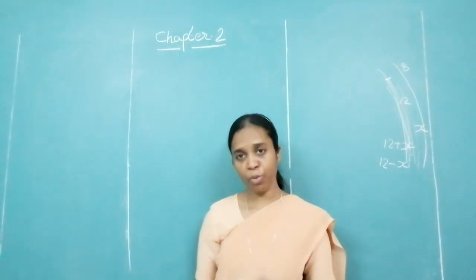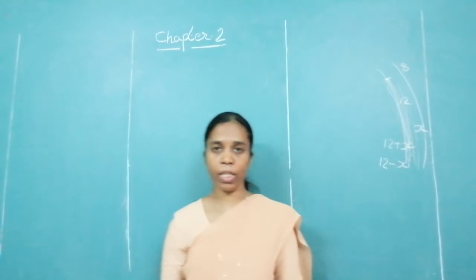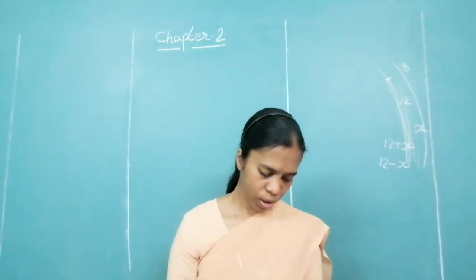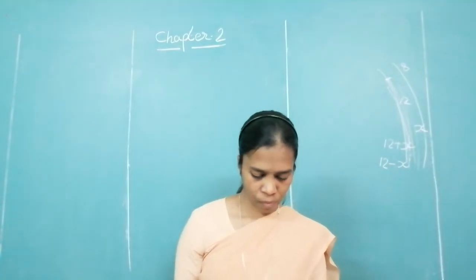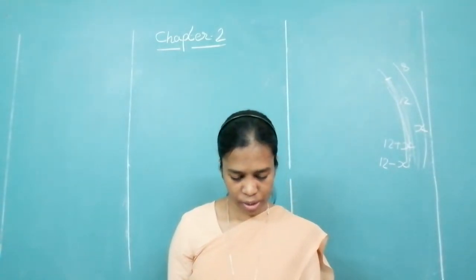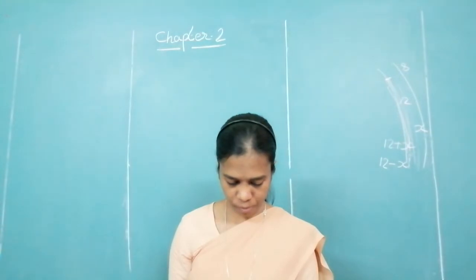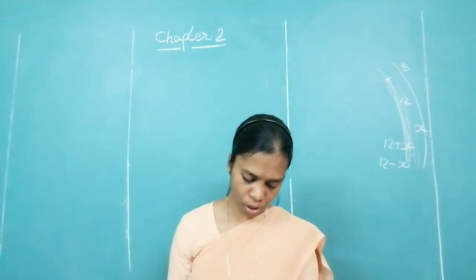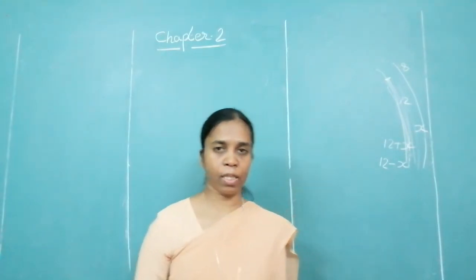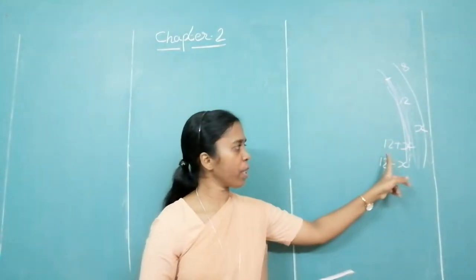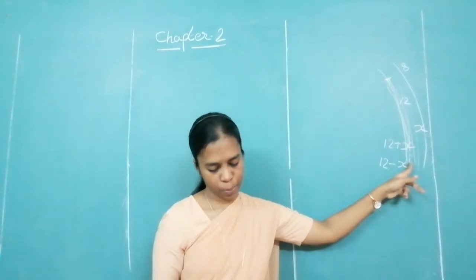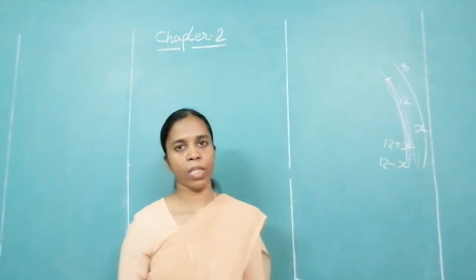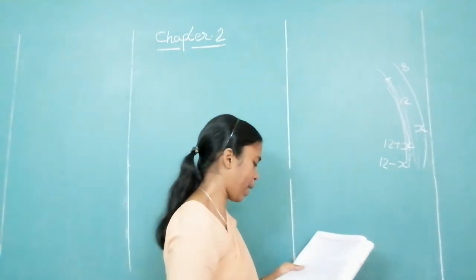Now, how do we write the answer? You take the steps for it. Let the speed of the river be x. The speed of the boat in still water is 12 km per hour. The speed downstream will be 12 plus x, and the speed upstream will be 12 minus x.